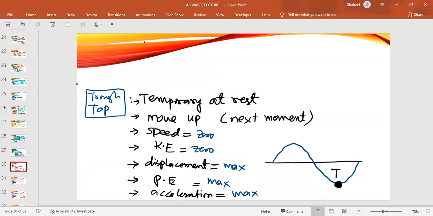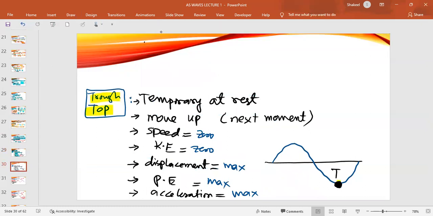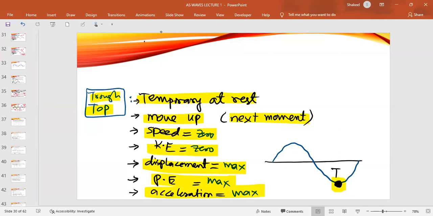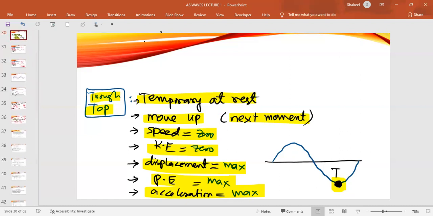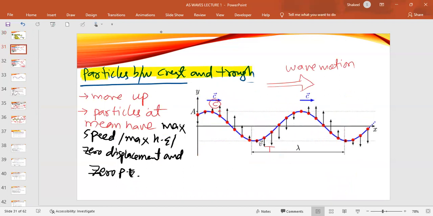So force here at the crest particle will be maximum because then the force will bring the particle back towards the mean position. So the next thing is the trough particles, which are at the bottom of the trough. They are again temporary at rest. They will move up next moment. Their speed is zero, their kinetic energy is zero, their displacement maximum, potential energy maximum, and acceleration maximum. So actually crest and trough particles are behaving in the same way. The only difference is crest particle will be moving down next moment and trough particle will be moving up next moment.